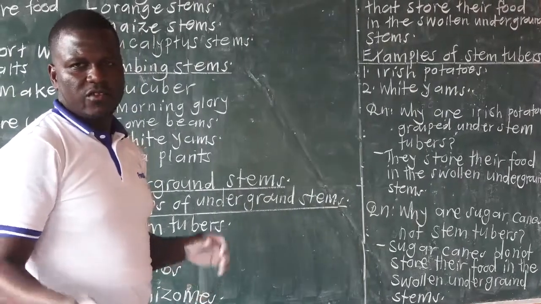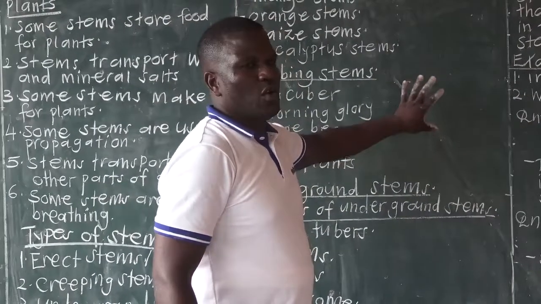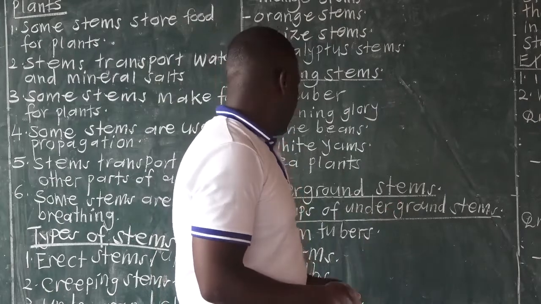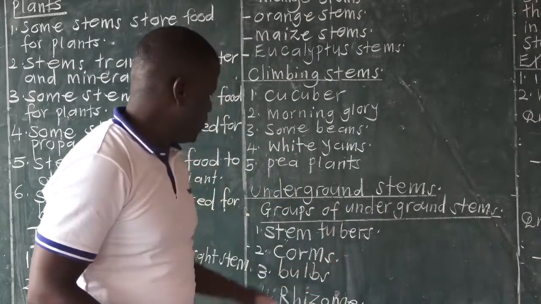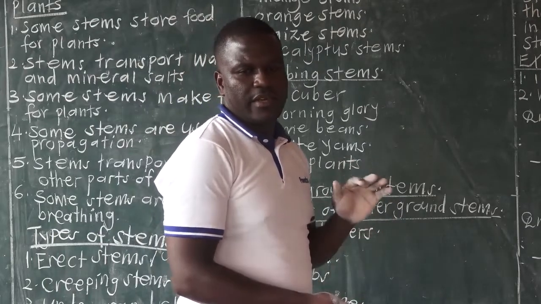In our next lesson, we shall draw an Irish potato. We name the parts, then from there we shall proceed to corms, bulbs, and rhizomes. That will be in our next lesson.